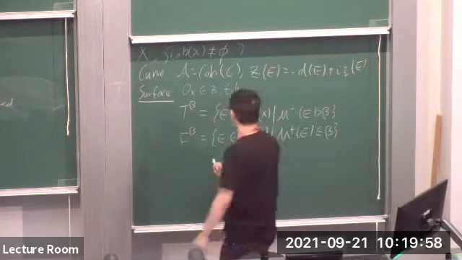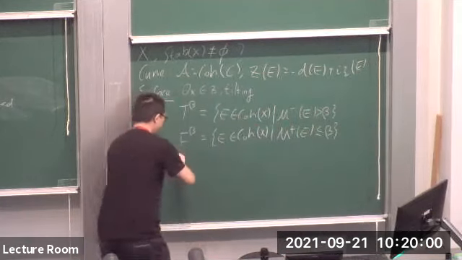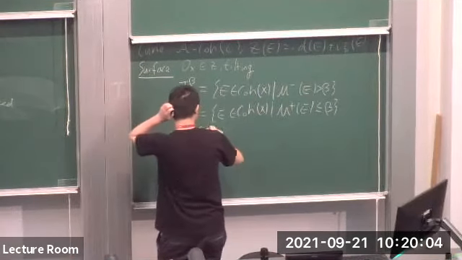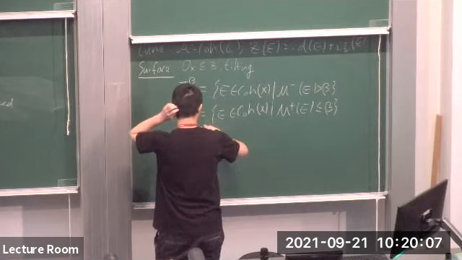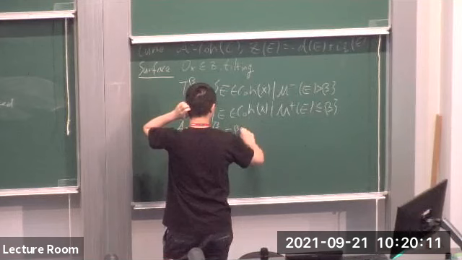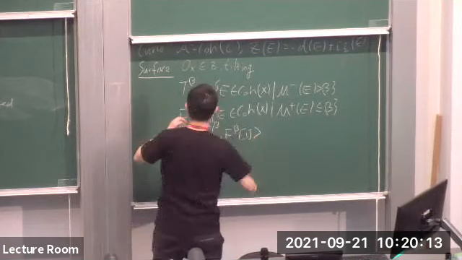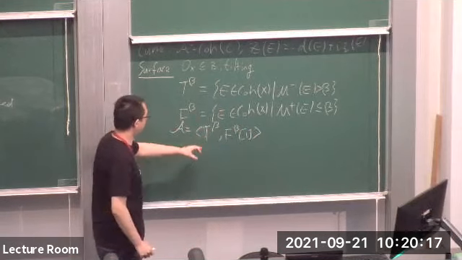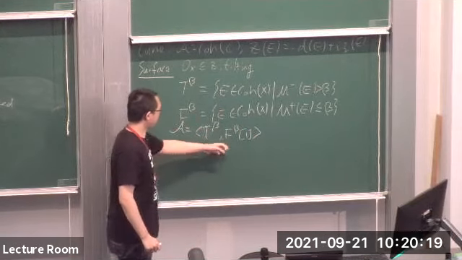So after defining this, we consider the heart A to be given by the extension of, I shift the torsion part. So I keep the torsion part, but I shift the torsion-free part. This extension means that everything will be a two-term complex, which has H^0 and H^-1 terms here.